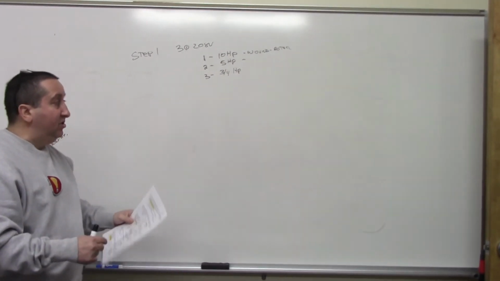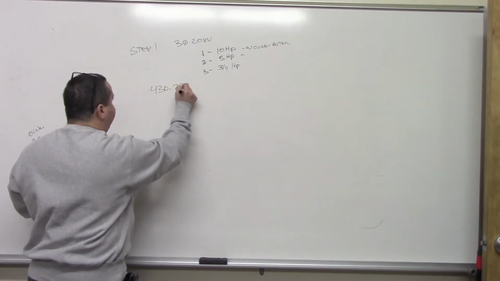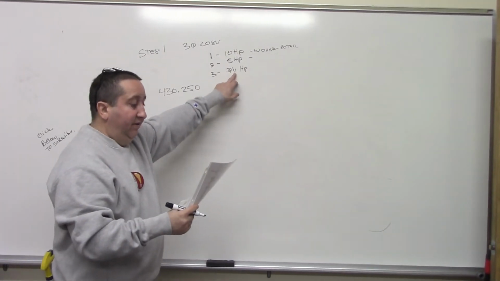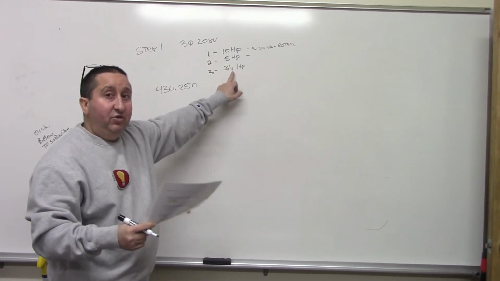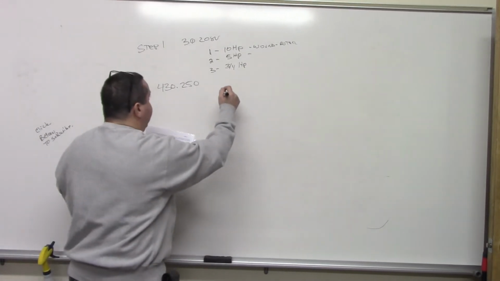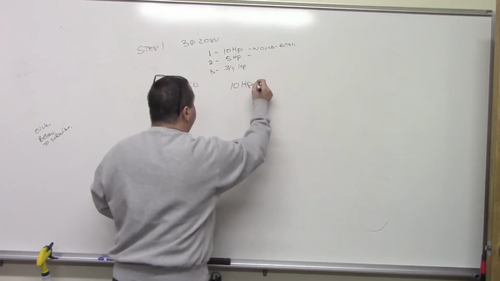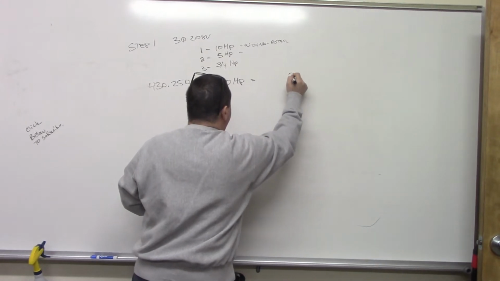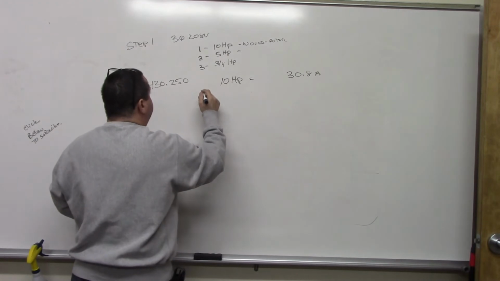So the first step is to go to 430.250, which is your three-phase table. And we always use the horsepower rating for this, okay? We're going to use the horsepower based on 430.6(A)(1), which we talked about earlier in another video. So if we look these up, we find that a 10 horsepower wound rotor motor is equal to 30.8 amps. And that's one.